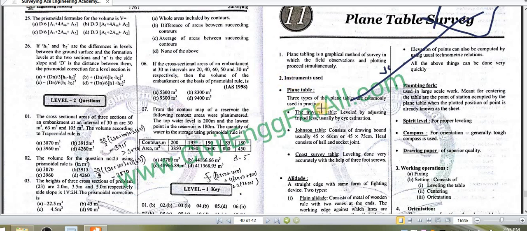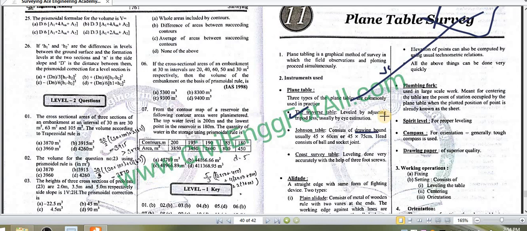Now, the traverse table is leveled by adjusting the tripod legs, usually by eye estimation. So the leveling of the table is generally done with the help of eye estimation, and no instrument is required. Generally it is a drawing board of 45 to 60 centimeter. So the sizes are also given. It is of 45 to 60 centimeter. It can also be in the size of 45 by 75 centimeter.